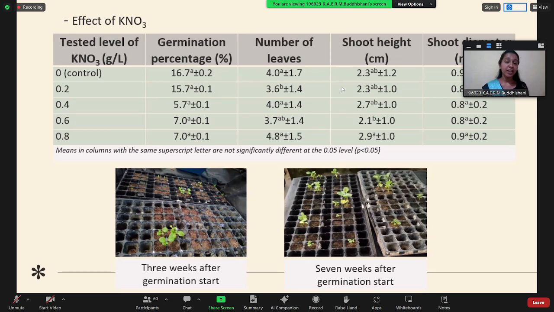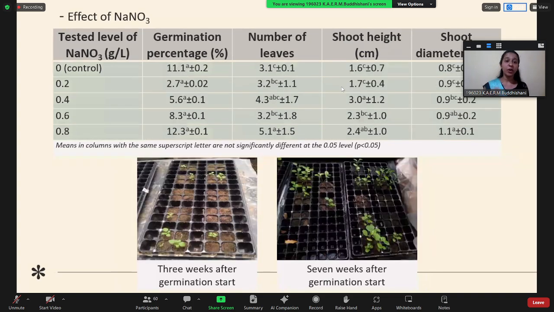Now look at the effect of potassium nitrate. There was no significant impact by the different levels of potassium nitrate on the germination percentage, as well as no significant impact on the growth parameters. The third one is the effect of sodium nitrate.